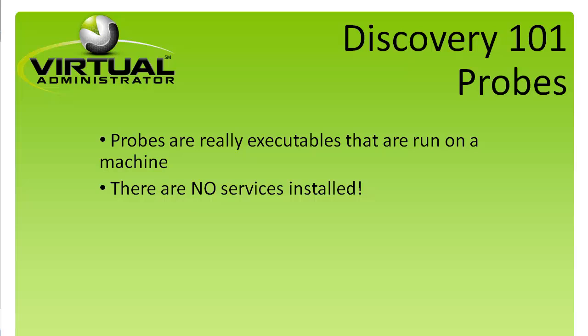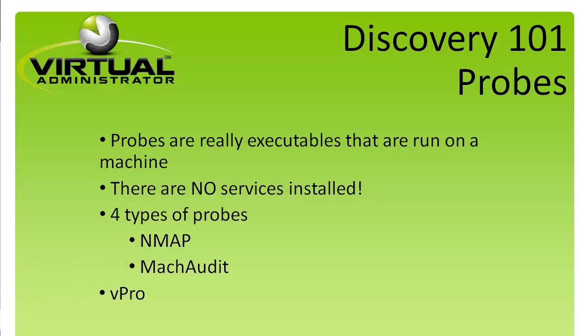The system is going to select a machine that is best suited to run this. It looks at uptime history and it looks at the operating system, or in many cases you can select the machine that you want. Now if you select the machine, you want to make sure that you use a machine that is Windows 7 or higher, or a domain controller or a server operating system. It is not recommended that you use Windows XP for this. There's four different types of probes. We're going to talk about an NMAP probe, there's a machine audit probe, and then optionally you can use vPro and SNMP to get additional information about your network.